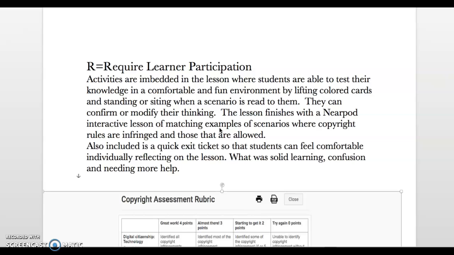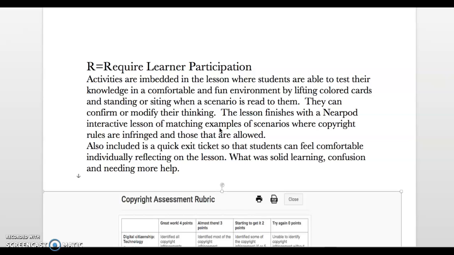Did I require learner participation? There are activities embedded in the lesson where students are able to test their knowledge in a comfortable and fun environment by just lifting colored cards and standing or sitting when the scenario is read to them. If time allows, we can also debate why they chose red or why they chose green. They can also confirm or modify their thinking.